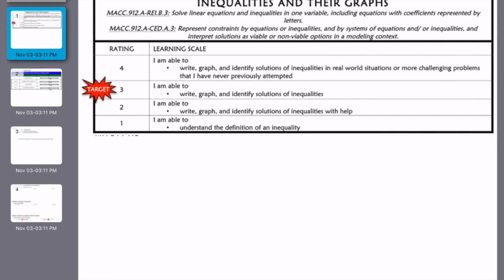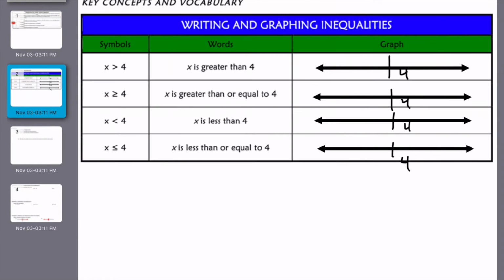Today, we're going to be talking about inequalities and their graphs. And I hope by the end of the video, you are able to write, graph, and identify solutions of inequalities. So let's start with our key concepts of vocabulary. We're going to be going over all of their symbols, what they mean in words, and how they are graphed. So for example, in this first line, x is greater than 4 is our symbol over here.